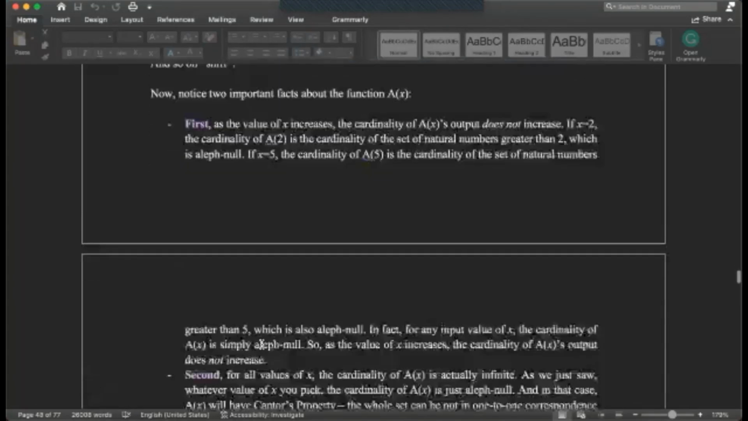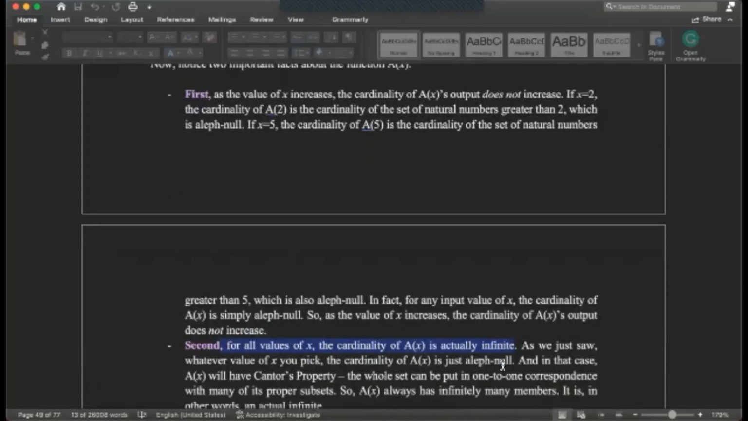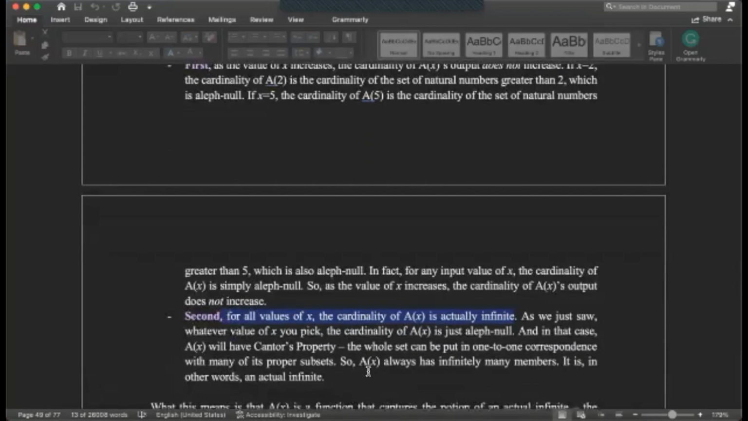So, the second important fact about the function A of x is that for all values of x, the cardinality of A of x is actually infinite. As we just saw, whatever value of x you pick, the cardinality of A of x is just Aleph null. And in that case, A of x will have Cantor's property. The whole set can be put in one-to-one correspondence with many, indeed infinitely many, of its proper subsets. So, A of x always has infinitely many members.